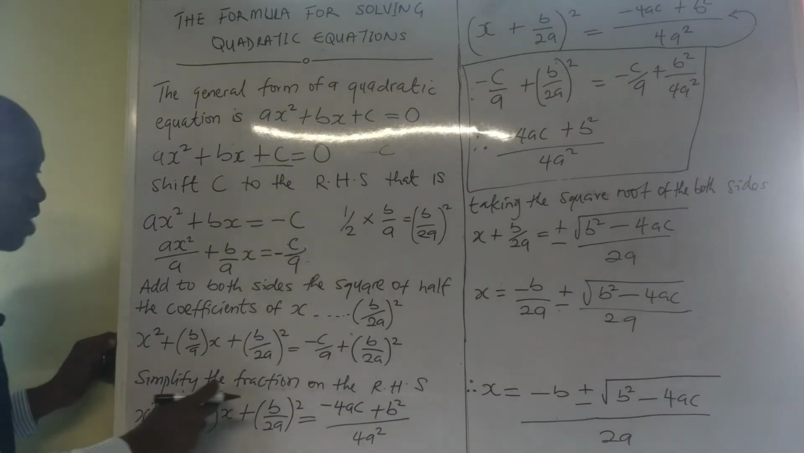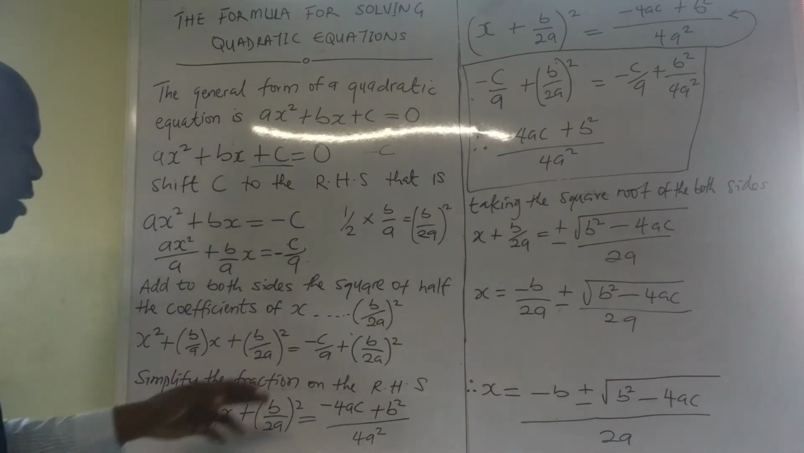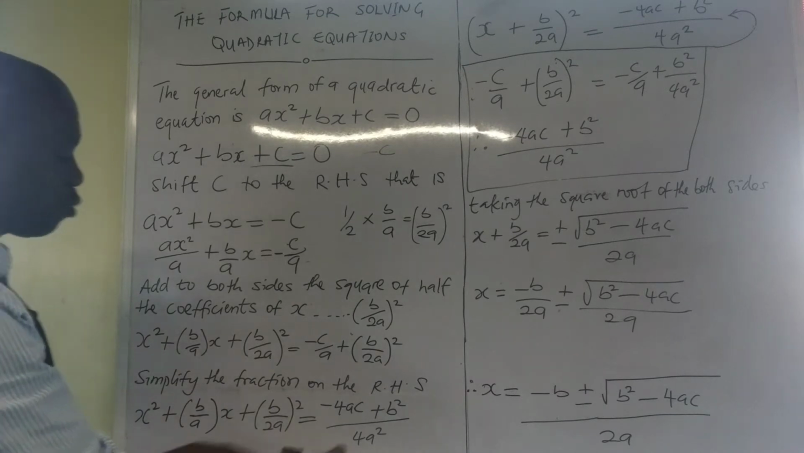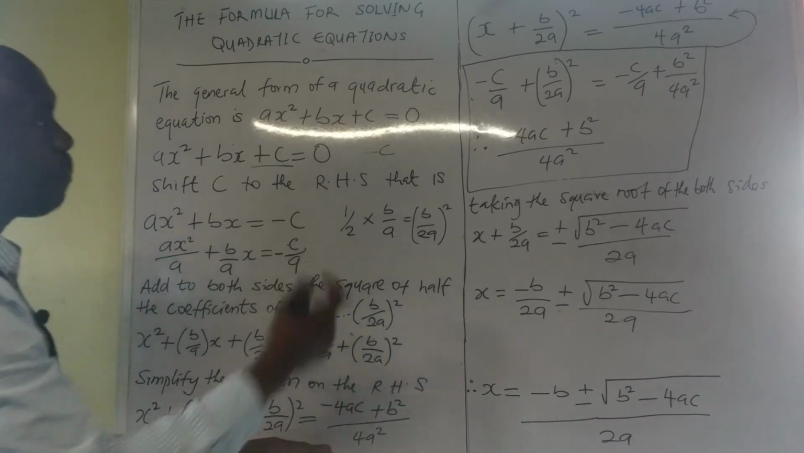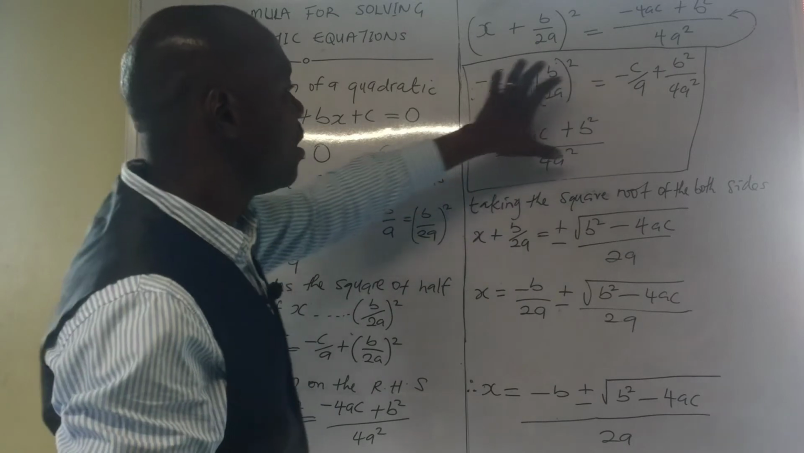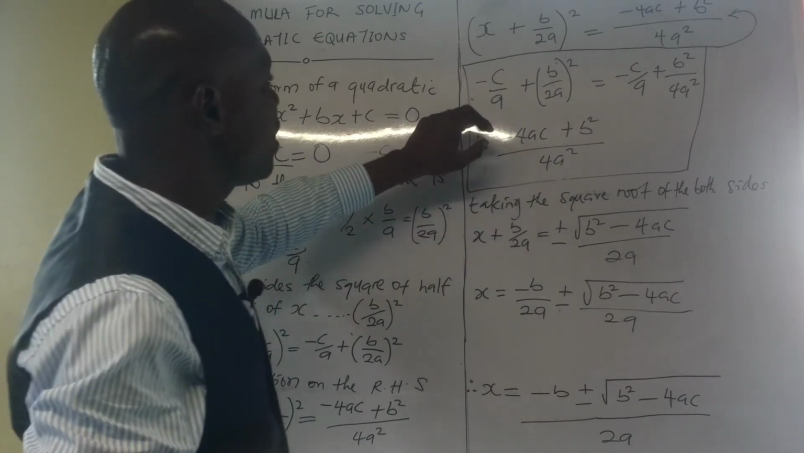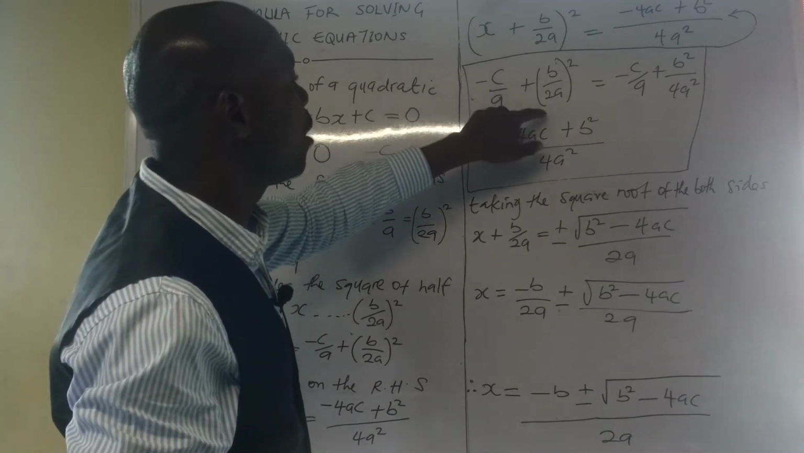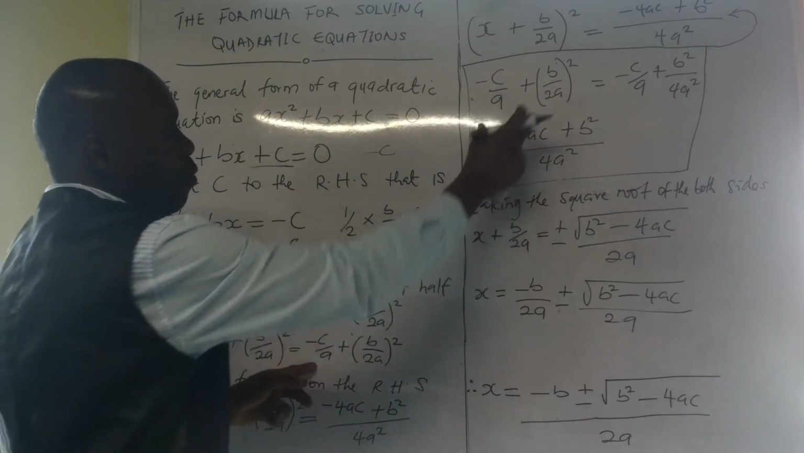So then we now simplify the fraction on the right hand side. We want to simplify this one. So from here now, we copy out all of this equation. This fraction that we simplify, we arrive here. How did it happen? If we see from here now, I'll try to show us the workings here. We say minus c over a plus b squared over 4a squared. This particular equation here, we brought it out here.